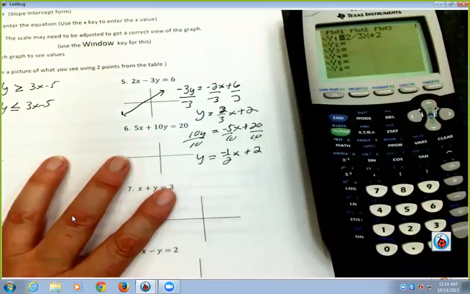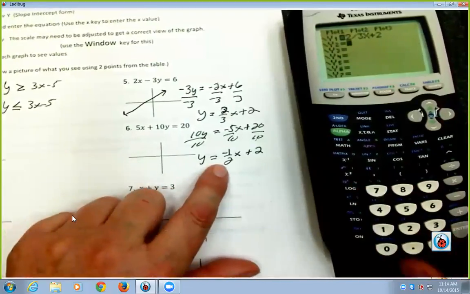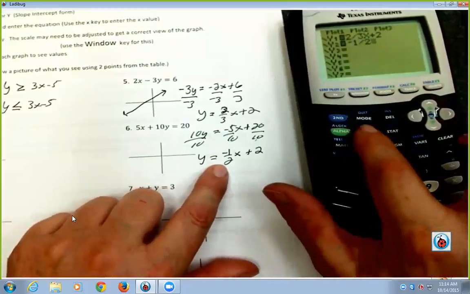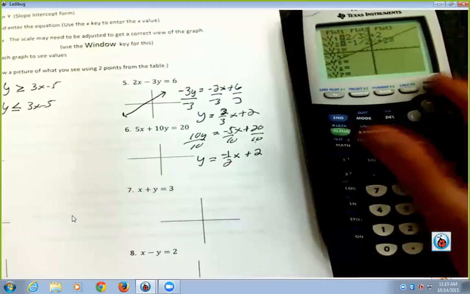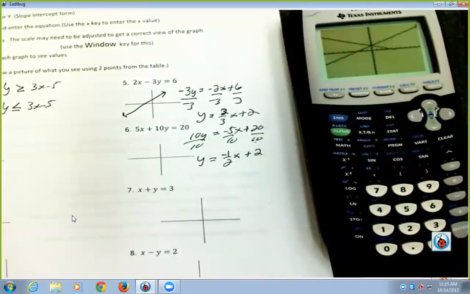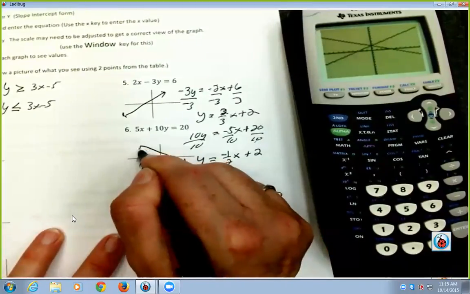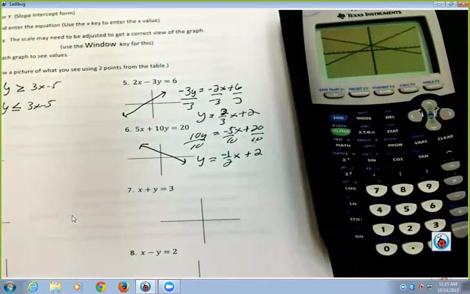So when I go to my y equals, we'll go down and put it in the next slot. Negative 1 divided by 2, x plus 2. And if I hit graph, first line's there, second one comes in and does this. So I'd draw it in and what it would slightly look like. Okay, are we good or not good?